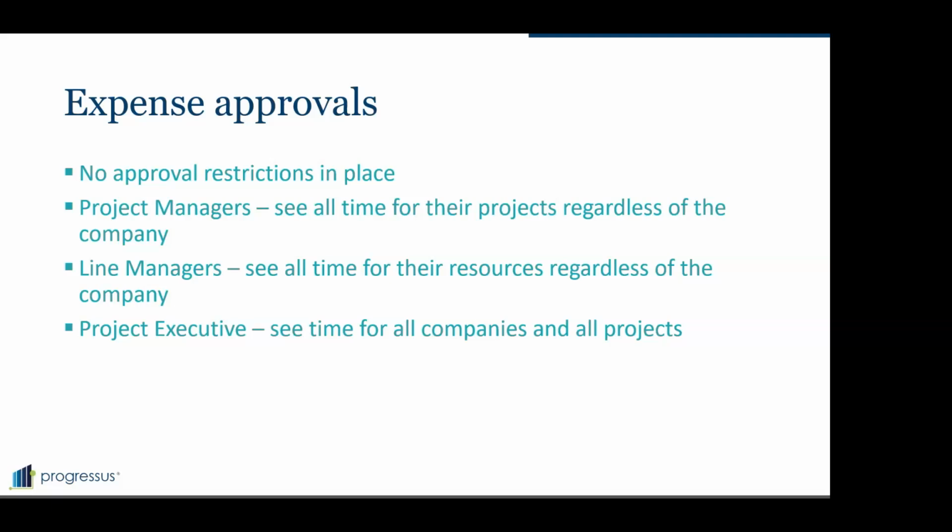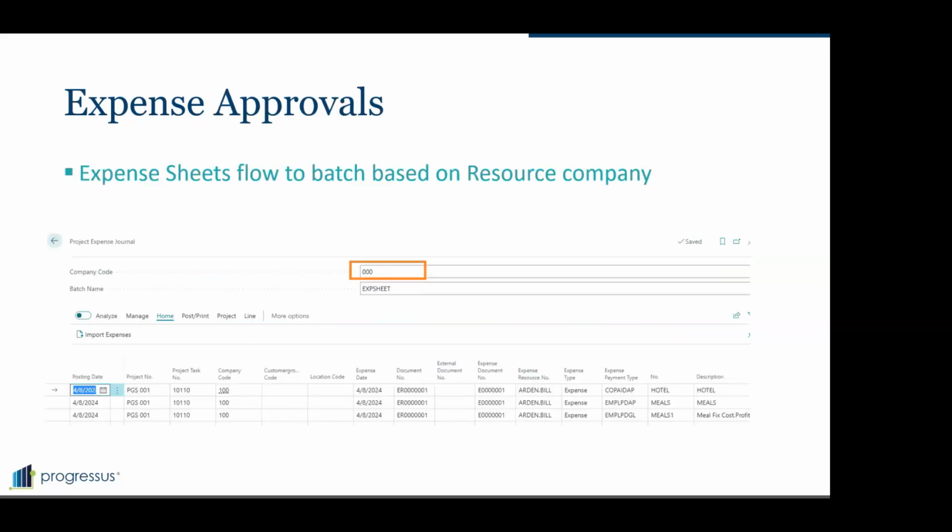Expense approvals are the same as time approvals. Currently, there are no restrictions in place. The project managers see their projects, line managers see their resources, and project executives see all time across all companies and all projects. When the expenses flow to the journal screen, the resource company will be the header, the batch, and the project company will be in the detail line again, so that someone who's posting can see all the transactions for a specific resource within the same expense journal.